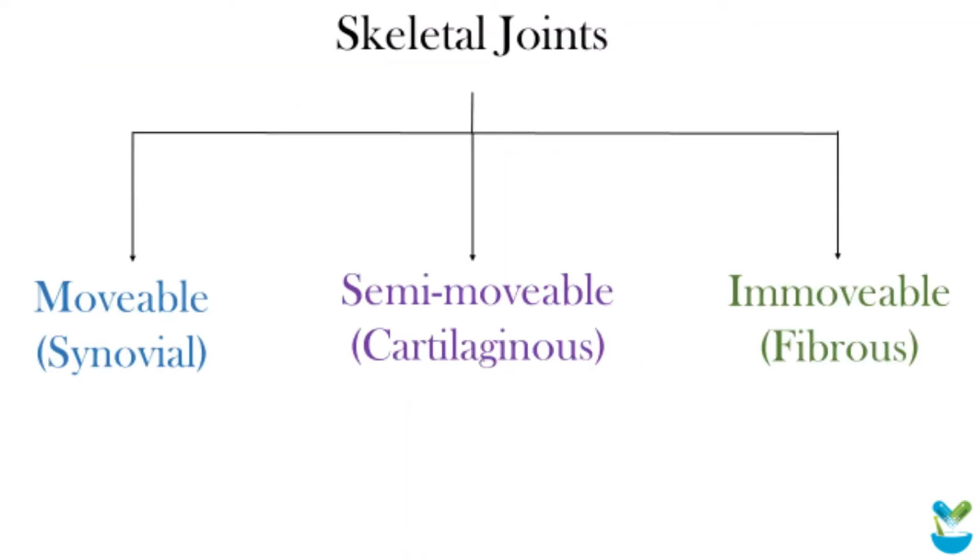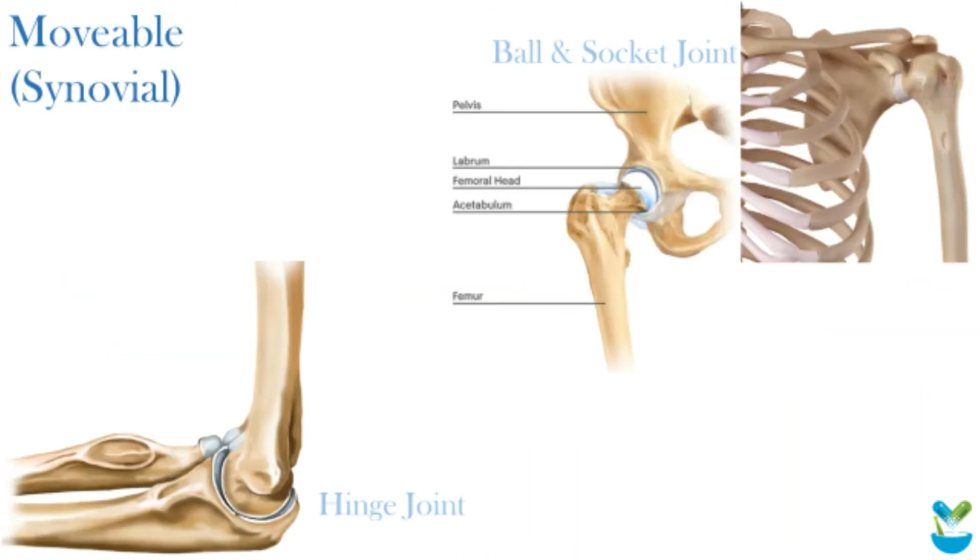We have different types of joints. Synovial or movable joints are more in number and permit full motion. They include the shoulder and hip joint, which are examples of ball and socket joint. Elbow and knee joint are examples of hinge joint.